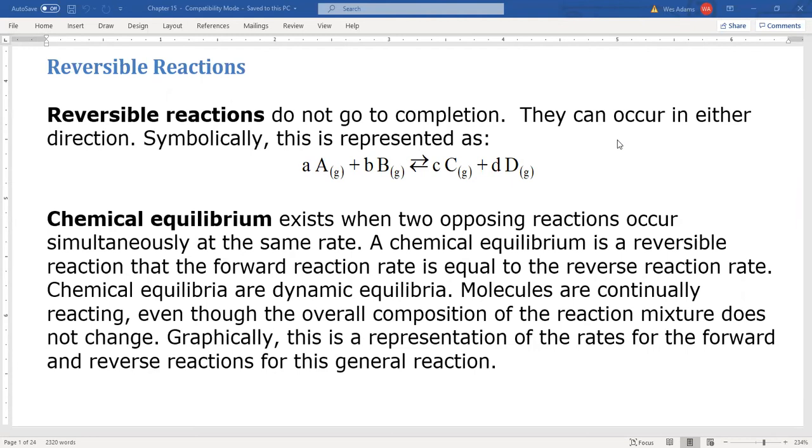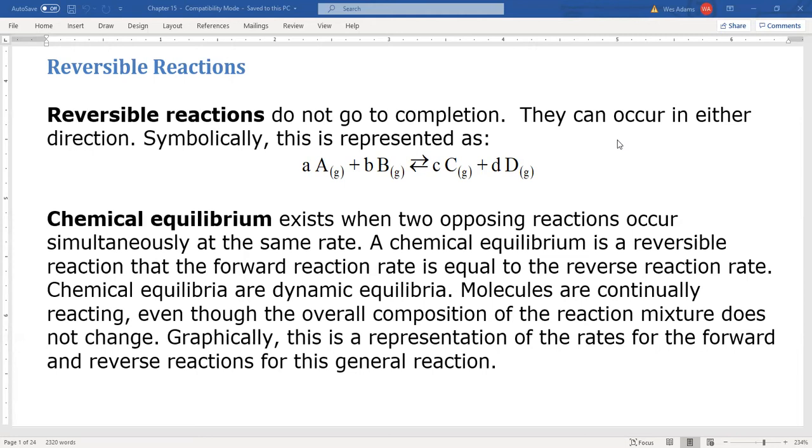And many of those reactions will go on to form a chemical equilibrium. That exists when two opposing reactions occur simultaneously at the same rate. That is, the reactants form products, and the products react again to reform the reactants, and the cycle continues. And so eventually the forward rate will equal the reverse rate, and the reaction will stop. At that point, we say we've reached chemical equilibrium or a dynamic equilibrium. The molecules are continuously reacting even though the concentration doesn't change at all.